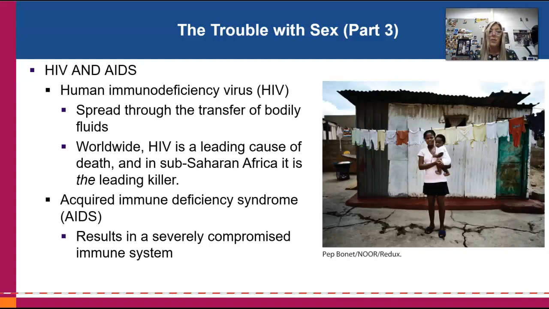HIV and AIDS. Human immunodeficiency virus is spread through the transfer of bodily fluids. This is not a gay disease. Worldwide, HIV is the leading cause of death, and in sub-Saharan Africa, it is the leading killer. HIV is the virus. You could live with HIV for the rest of your life now. AIDS is what ends up killing you. Your body becomes so compromised, and there is no cure for AIDS. The life expectancy once you're diagnosed with AIDS is about a year. But as far as HIV goes, you can live your whole life with it as long as you take the cocktail, as they call it.